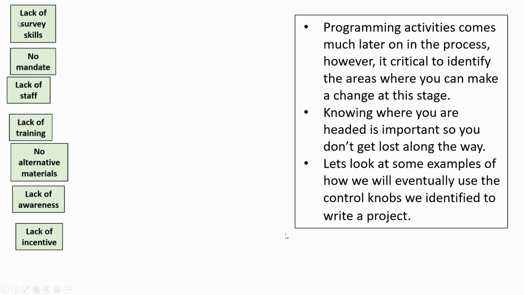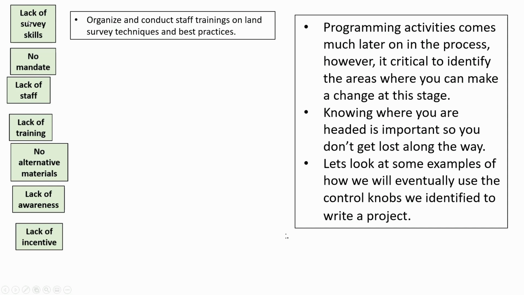So let's look at some examples from lack of survey skills. What could we do? We could potentially organize and conduct staff trainings on land survey techniques and best practices, if that's appropriate for this particular situation. That's one way to develop survey skills. Now again, we'll talk about this in Module 7, because there are many ways to develop survey skills, many different approaches. You have to choose the approach that is right for your context. So maybe organizing and conducting staff trainings is appropriate for your context, but maybe it isn't.